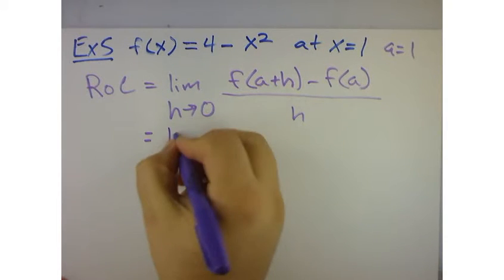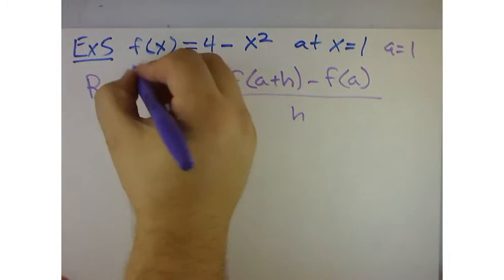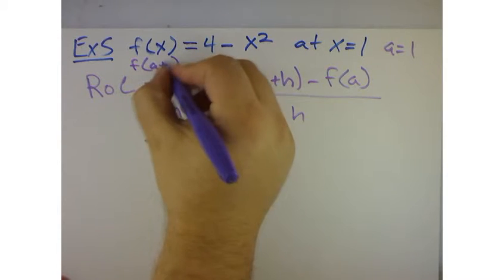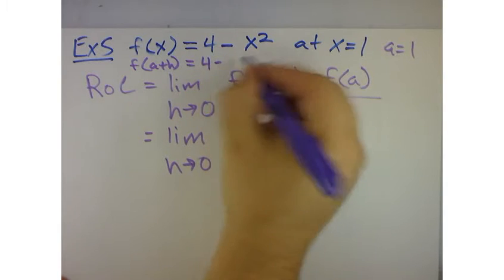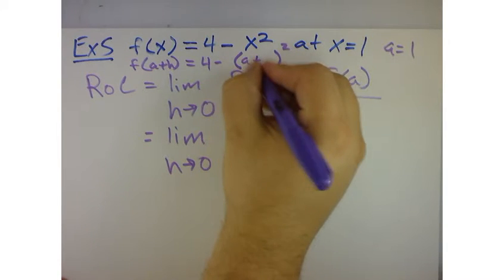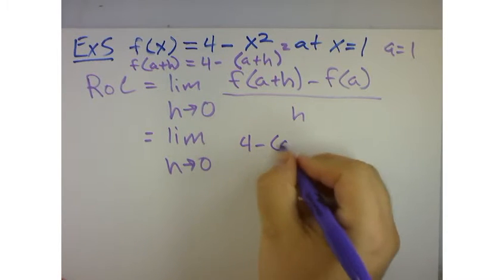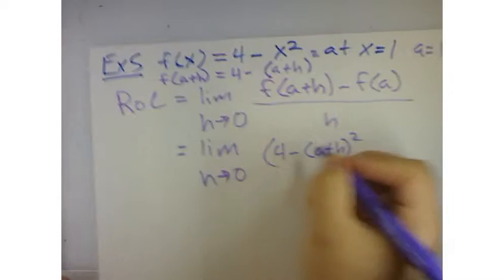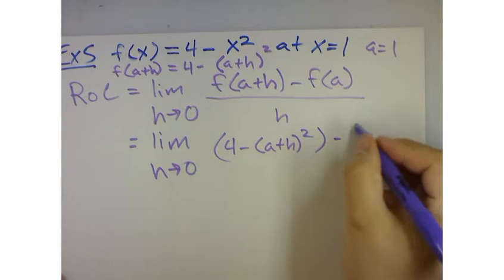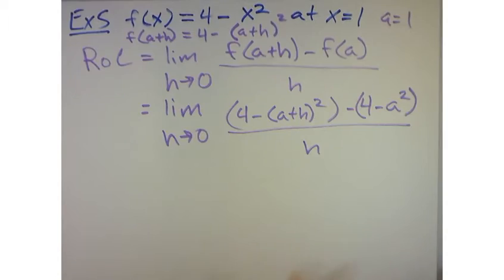Well, that becomes, if this is f of x, what would f of a plus h look like? Well, it'd look like 4 minus something squared. What is that something? A plus h, right? So I'm going to write down 4 minus a plus h squared, that's that portion, minus f of a, which is really just 4 minus a squared, all over h. And I'm going to leave that alone for just a second so it can soak in. Soaking. Do you see what I did there?